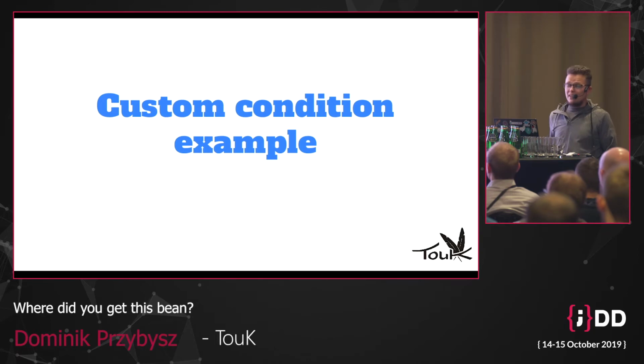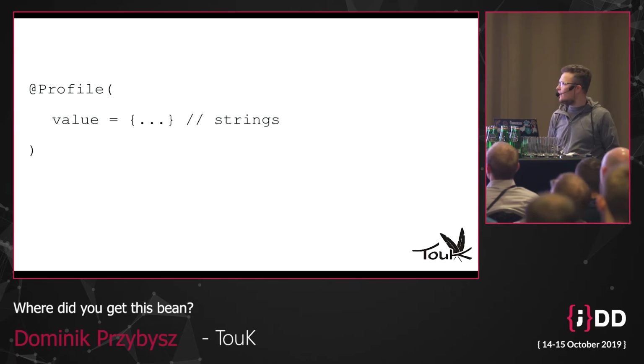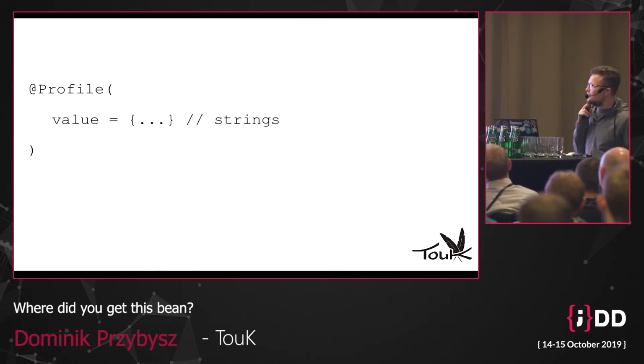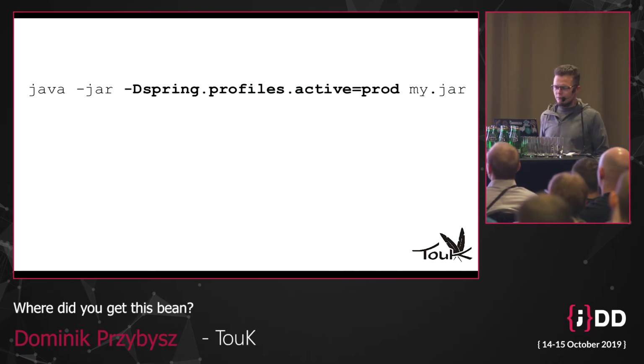Okay. As an example, we have the profile annotation in Spring. In versions below 3.5, I think, I don't remember really, it was written in a specific way. In the newest Spring versions, it was rewritten to conditionals. And we can take it as an example when we create our own conditionals. For the profile annotation, we add the string profiles active property when we are starting the jar.